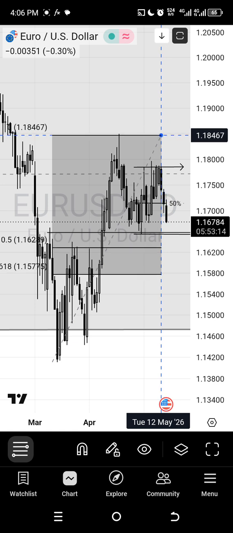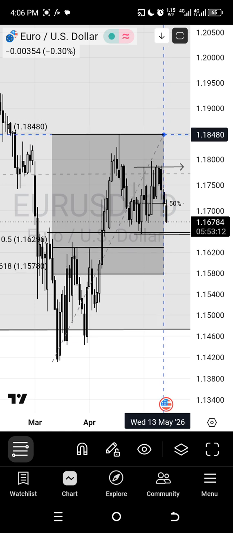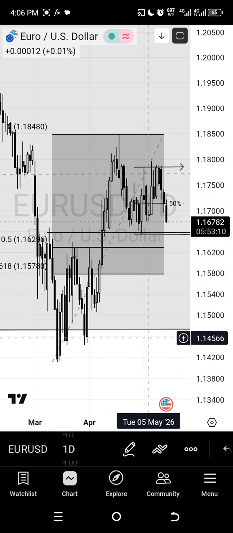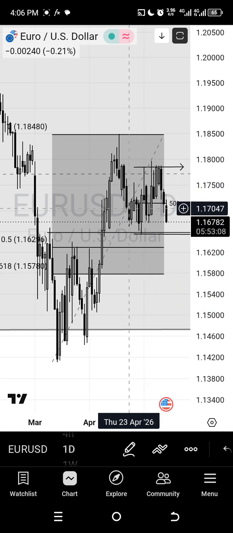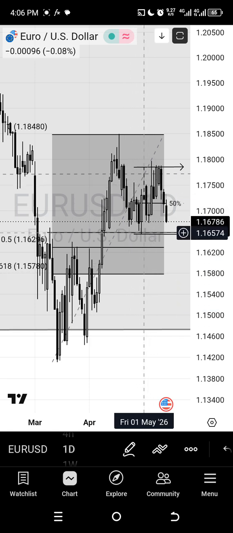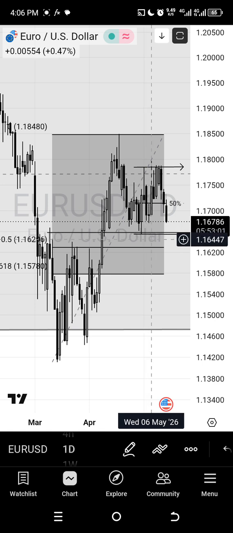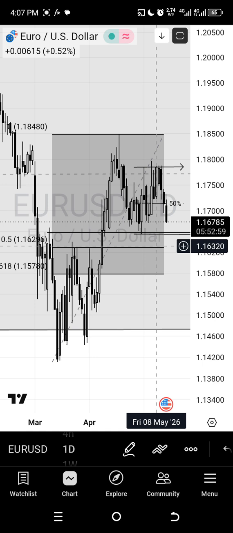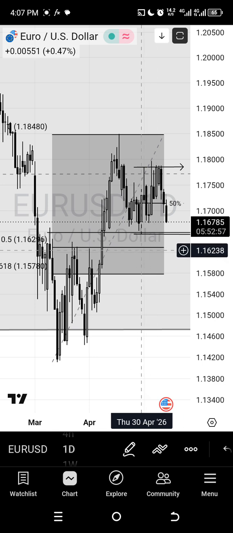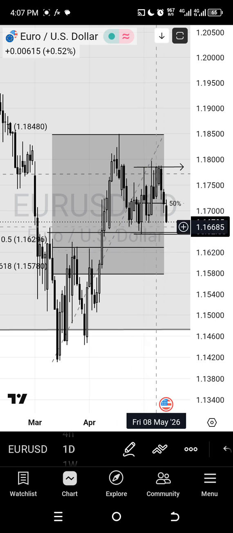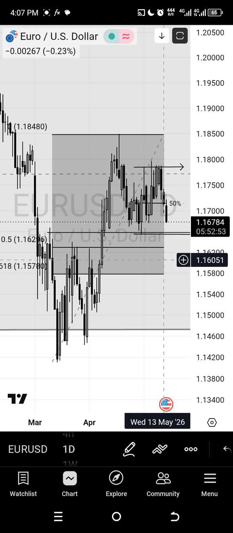And for that reason, right, you can clearly see that price never reached 50%. This is just an inducement. So price came and then respected our weekly key level, right? And price was not actually respecting our 50%. So for that reason, we are still expecting price to continue going lower based on that.